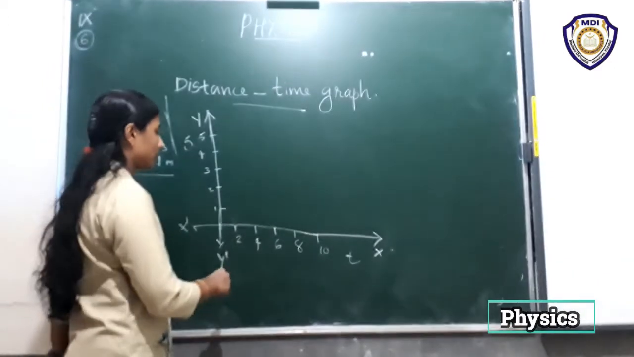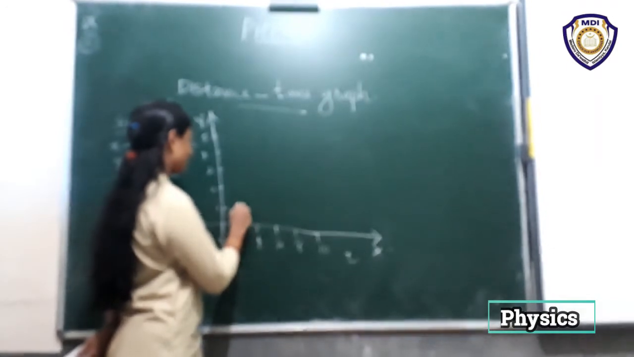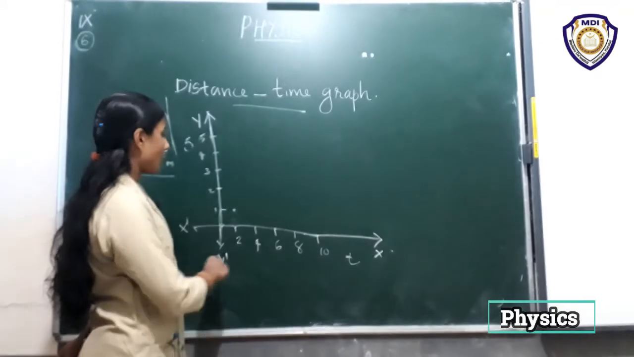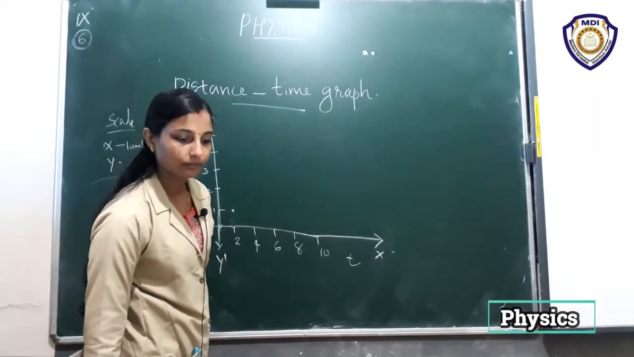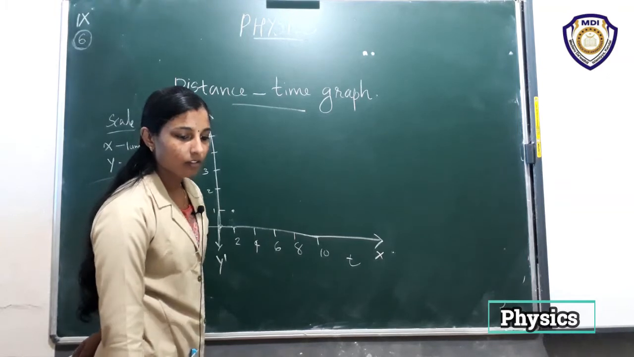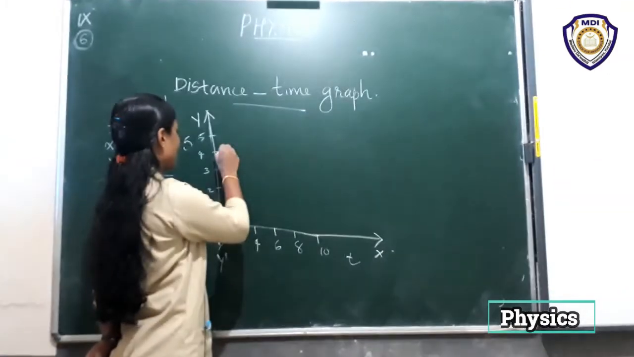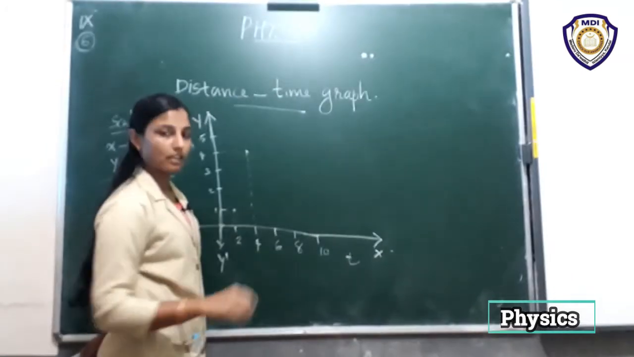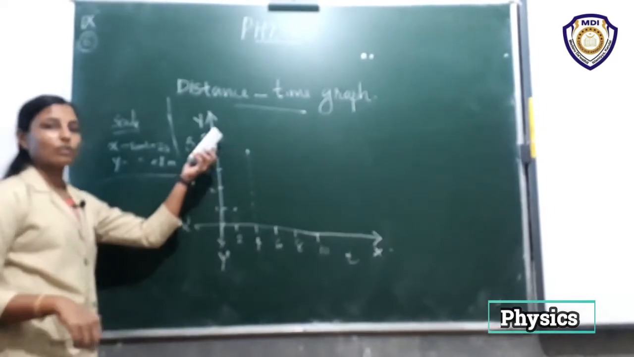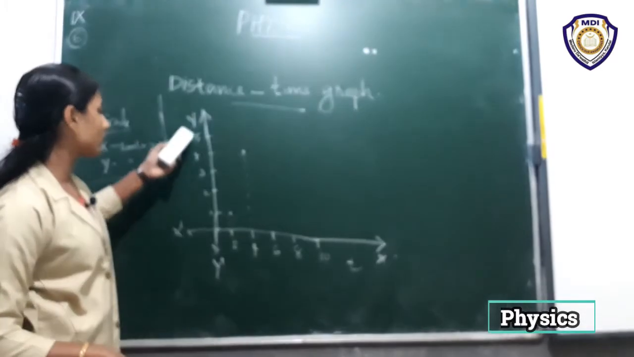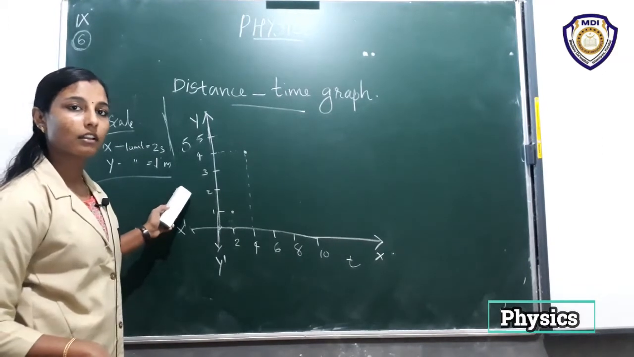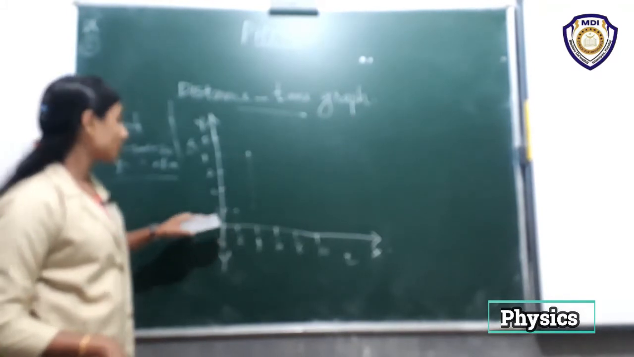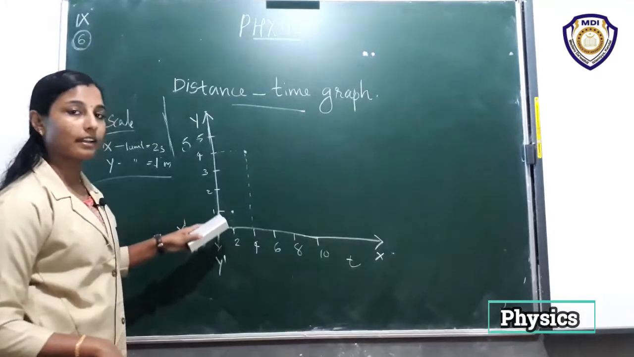So in 2 seconds it travels 1 meter. And in 4 seconds what will be the distance? 4 seconds, 4 meters, right? So in 4 seconds it is at 4 meters, right? Do you have any doubt? Do you have any doubt about taking this scale? I just drew this scale for simplicity, to know how the graph exactly comes, right?